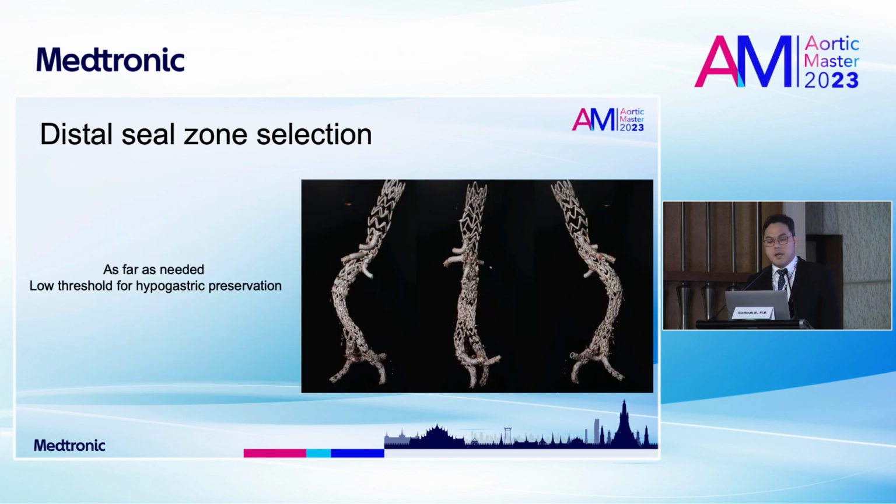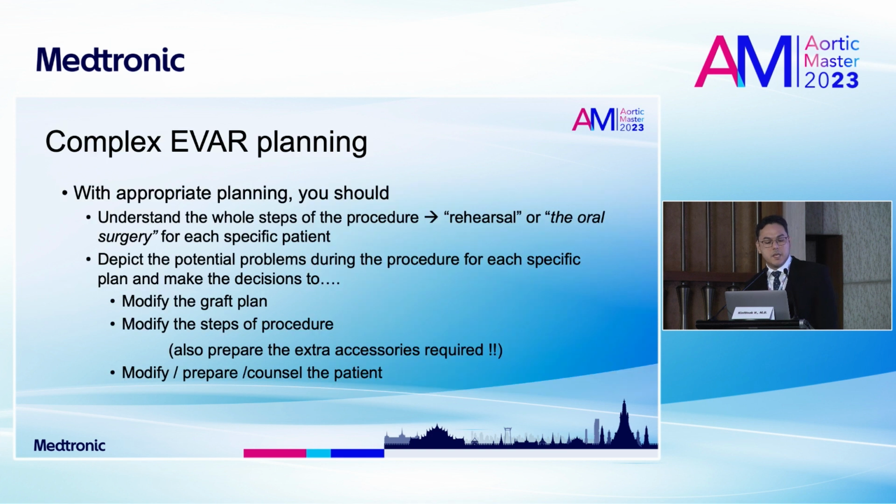For distal repair, I think for my answer, you should go as far as needed to get the durable distal repair, especially with a low threshold for hypogastric artery preservation, because if you go up there in the high thoracic region, you may risk the patient for spinal cord complications. So this is a very important thing, to preserve the hypogastric artery.